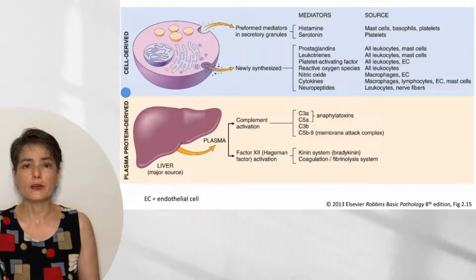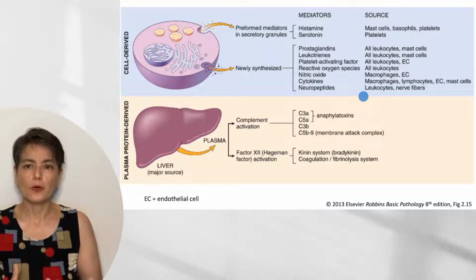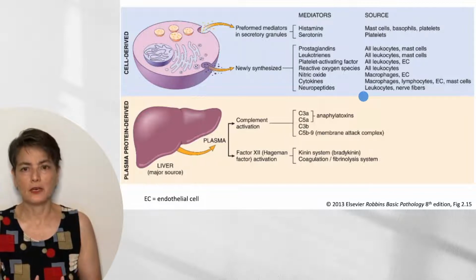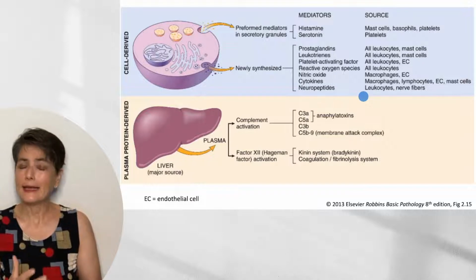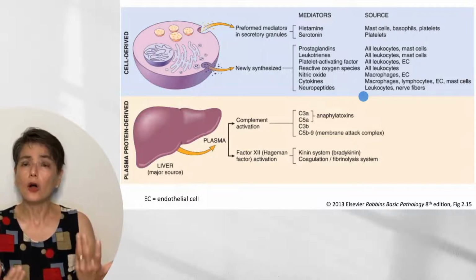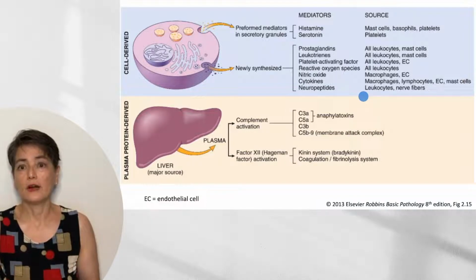Now, we can consider them to be two general categories, cell-derived and plasma protein-derived. And the cell-derived mediators can either be preformed mediators that are released in secretory granules, so this includes histamine, which is an important one, and serotonin, but the majority of them will be newly synthesized in response to a stimulus, so this will include the prostaglandins and leukotrienes, etc. Now you can see that we have a list of a variety of different cells that elaborate these. EC stands for endothelial cell. And I think it's basically important to recognize in general the types of cells that release these mediators. However, in any inflammatory reaction, you're going to have all of these cells releasing different mediators. So don't focus too much on the various sources.